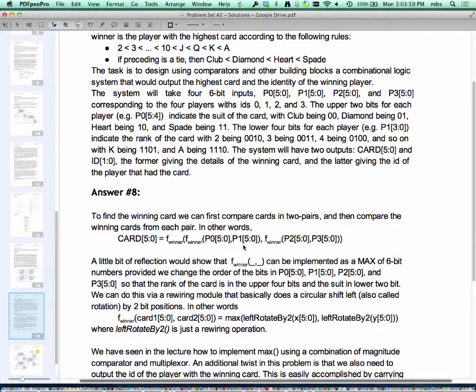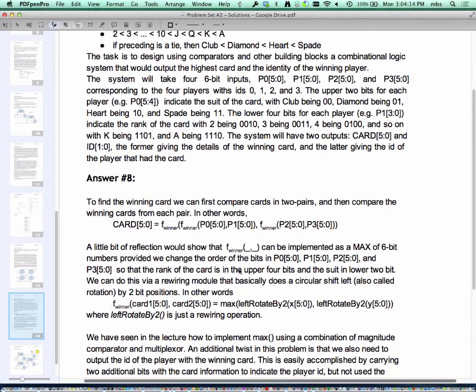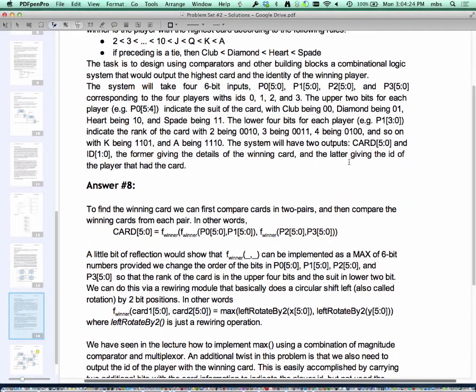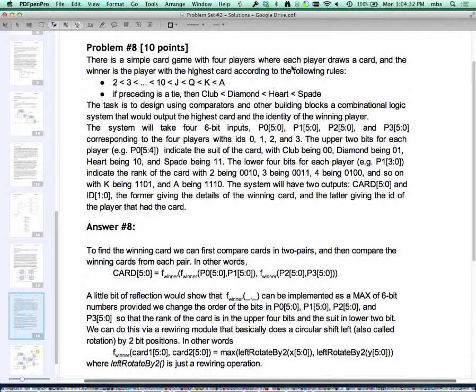I'm going to take the 2 winners and then feed them to another winner module to select the winner. So that will tell me the winner card. It will not tell me the ID of the player, but it will tell me the winning card. Now, a little reflection shows, and some of you came up with it also, that this f winner is nothing but a max function if I were to shuffle the bits in the card a little bit. Currently in the card, the suit was in the upper bits and the rank was in the lower bits, but I really want to prioritize the rank over the suit. So we have to do a swapping.